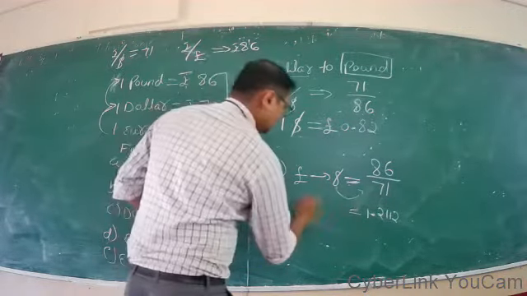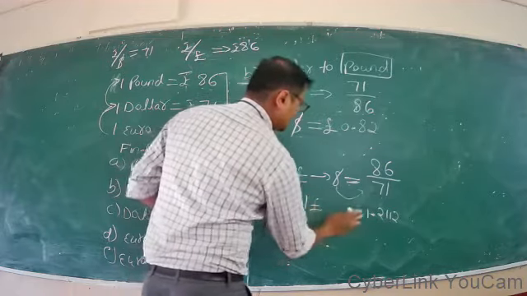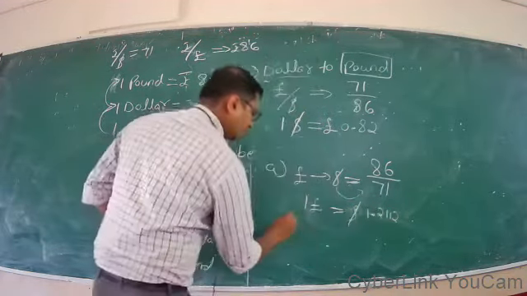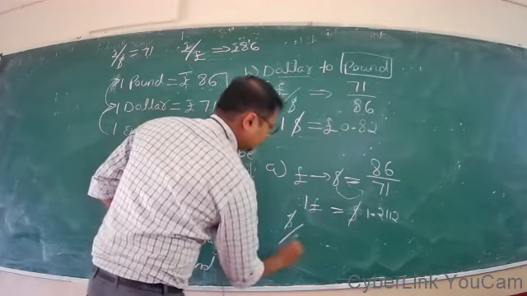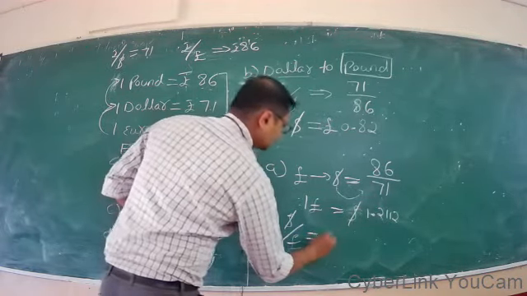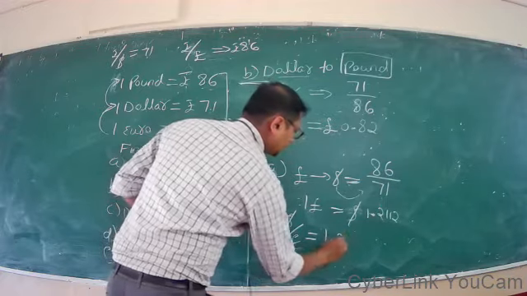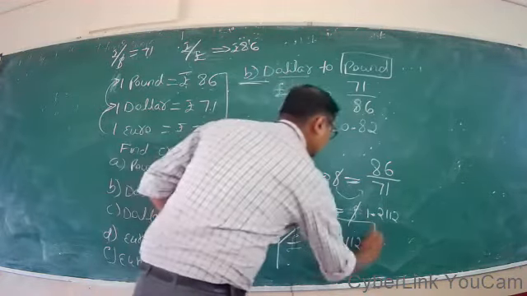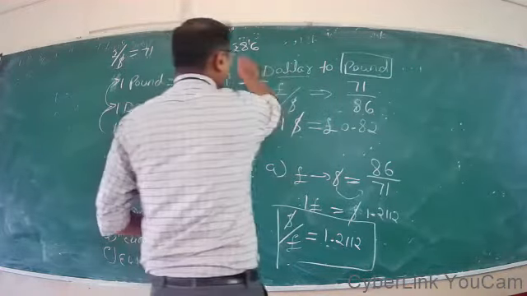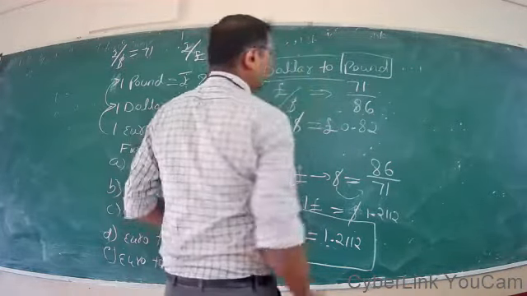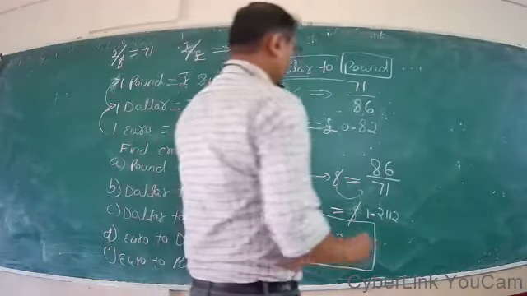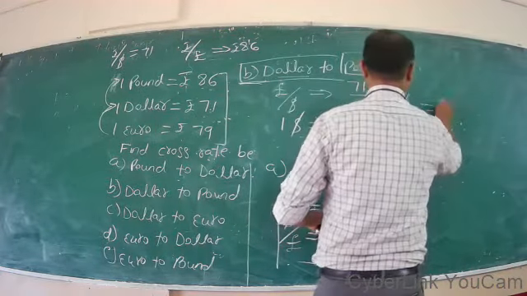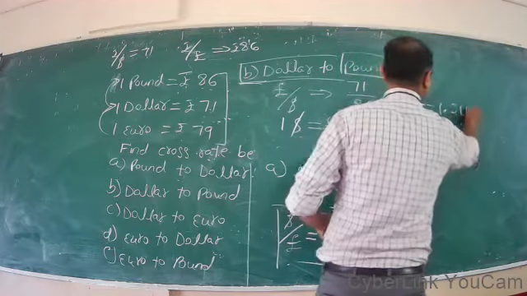So this means 1 sterling pound is equal to $1.2112, or dollar per sterling pound is equal to 1.2112, right? Now with the help of this answer we can calculate dollar to pound also. See, this one is dollar per sterling pound is equal to 1.2112.